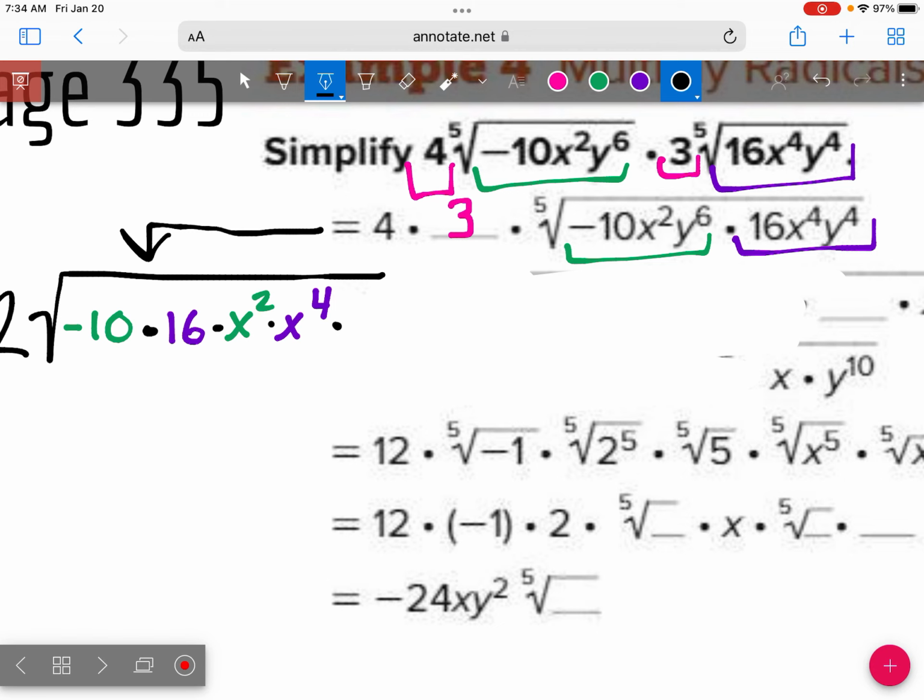Then I'm going to put my y's. Y to the 6th times y, ooh, that's purple. Y to the 4th. It's all the same pieces, I just changed their order.